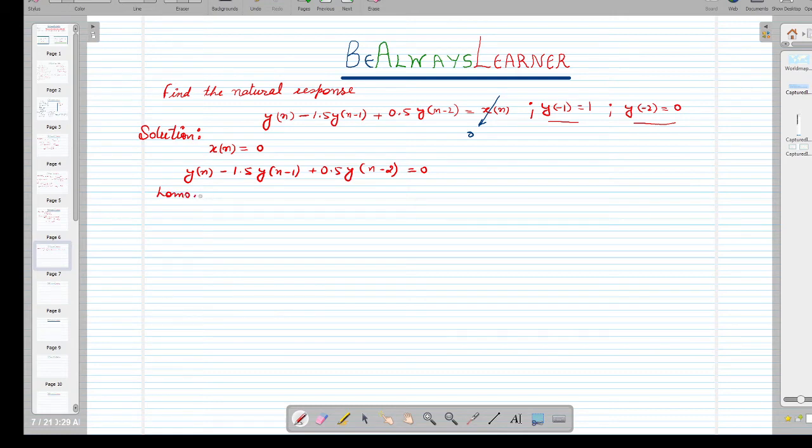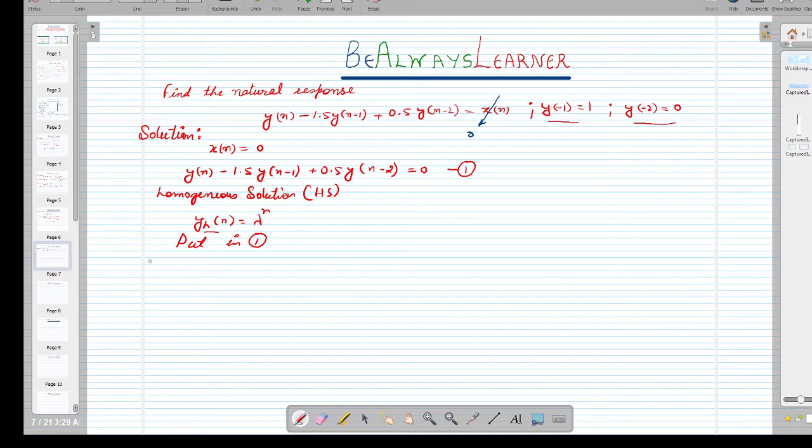Using the short form that is homogeneous solution. So we will make the short form HS, homogeneous solution. So for that the solution is yh(n) is equal to lambda raised to the power n. Now we have to substitute this into above equation. So I am just taking it equation number 1. So put this value in one equation.